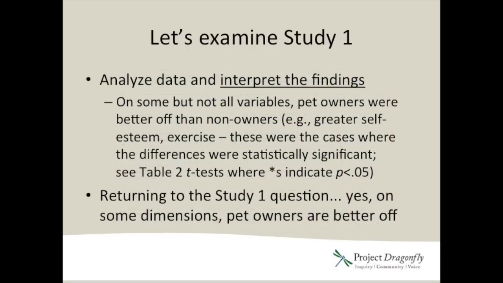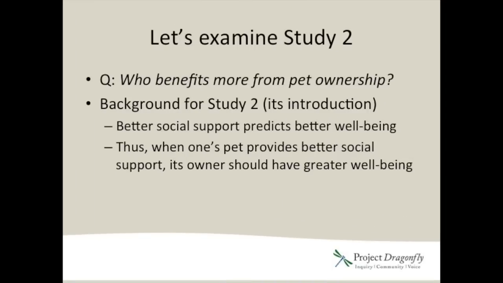So now that we've conducted our statistical analyses and have analyzed the data, we move to the final stage, which is interpreting the findings. This is where we take the statistically significant findings and then think about our original questions in English rather than in statistics. In this particular case for Study 1, we found that on some, but not all variables, pet owners were better off than non-owners. For example, they showed evidence of greater self-esteem and greater evidence of exercise. So when we return to the question of Study 1, yes, on some dimensions, pet owners were better off than non-owners. So let's turn to Study 2.